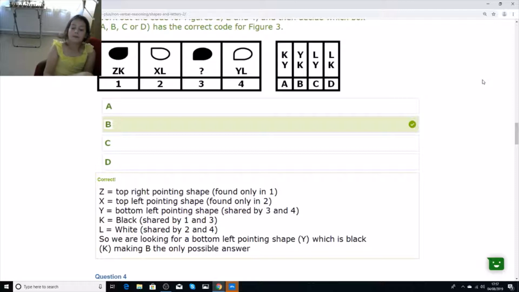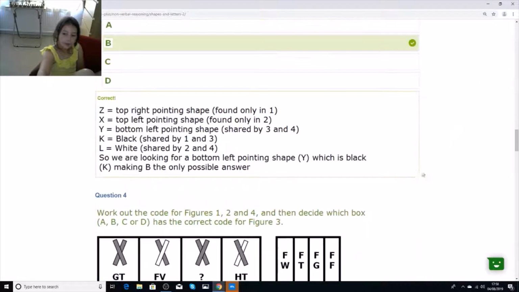Z equals top right pointing shape, found only in 1. X equals top left pointing shape, found only in 2. Y equals bottom left pointing shape, shared by 3 and 4. K equals black, shared by 1 and 3. L equals white, shared by 2 and 4. So we are looking for a bottom left pointing shape, Y, which is black, K, making B the only possible answer.